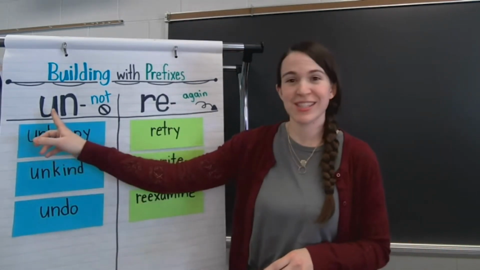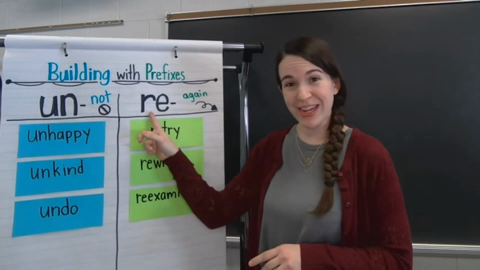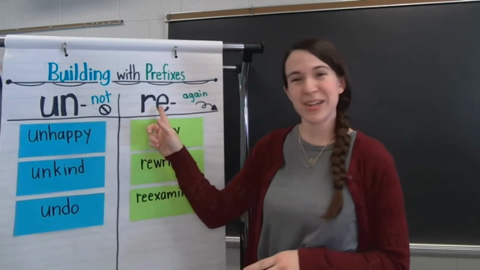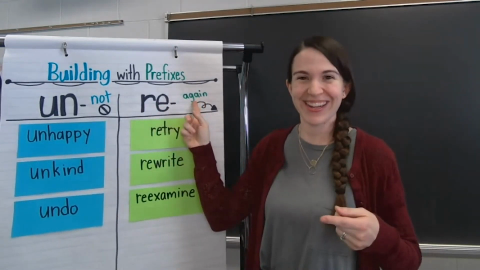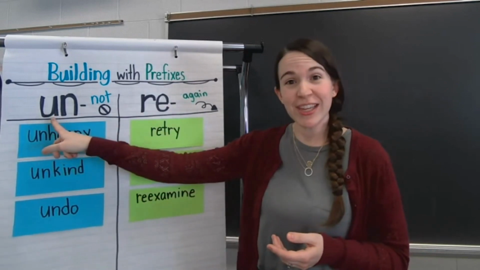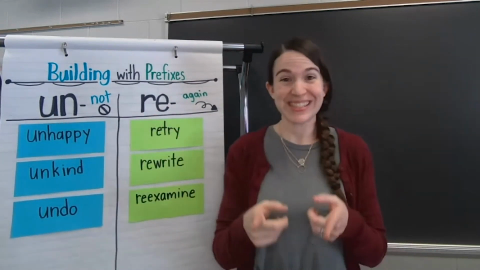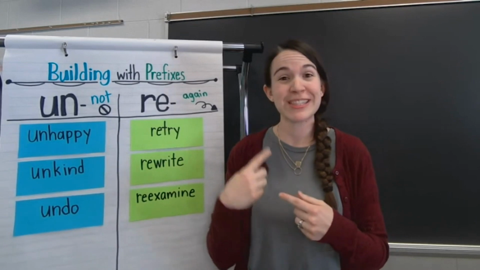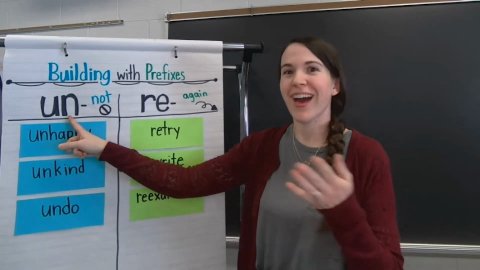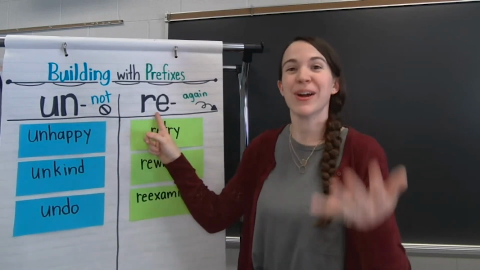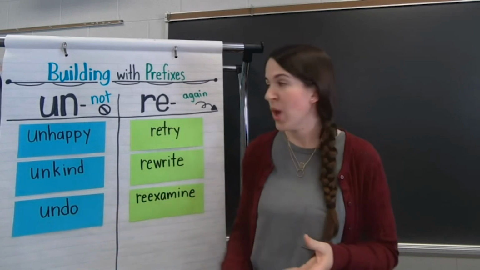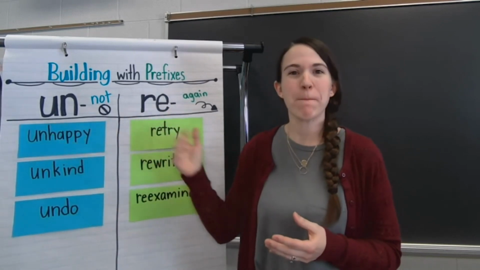These are the prefixes un and re. When we see un, we know that it means not. When we see re, we know that it means again. Let's practice reading these prefixes together. Un, re. This time, I'll point at these prefixes and you will read them aloud to yourself. Here we go. Un, re.